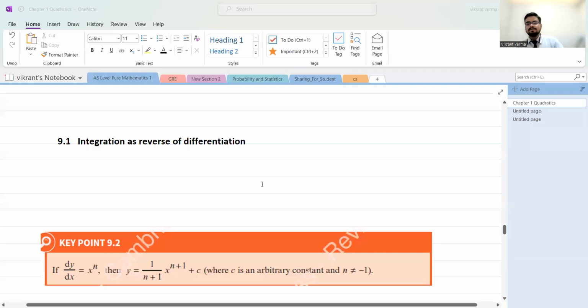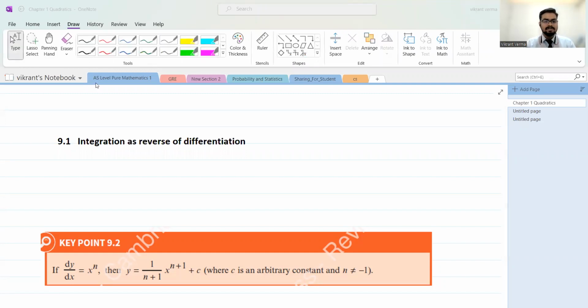So, good morning, everyone. Today, we are going to start a new chapter in our AS Level Mathematics playlist, and that is about integration. Okay, so we will see what is the first topic that is there in your chapter. Okay, so it is 9.1. We are going to start the first topic, and that is now we will see integration as reverse of differentiation.